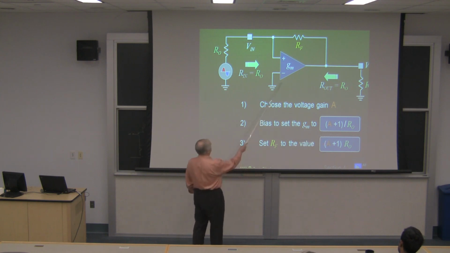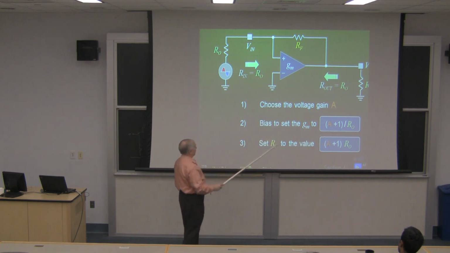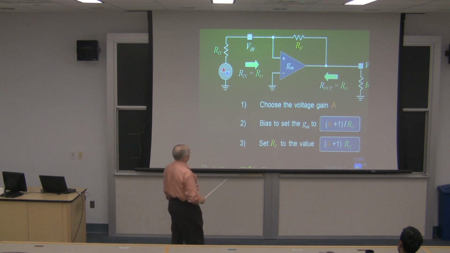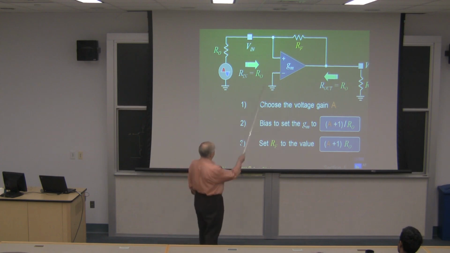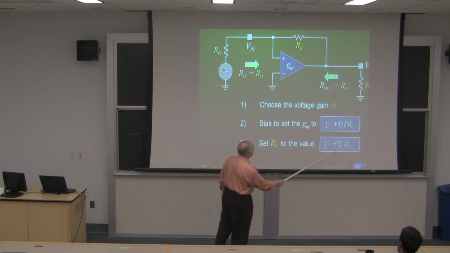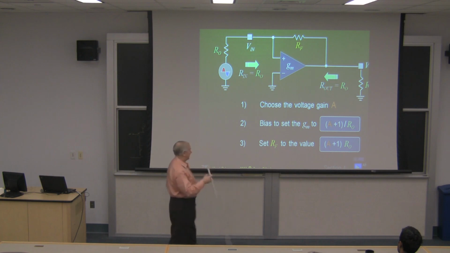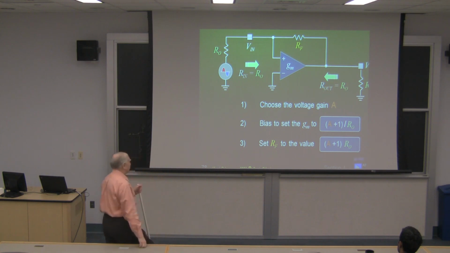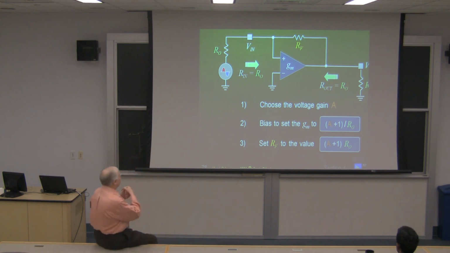So you deliberately choose a bias current here so that the GM is (A plus 1) over R naught. And then, having done that, you set the value of the feedback resistor to (A plus 1) times R naught. There's a lot of symmetry there, and that's why I like it. It's so simple, you may forget where the slash goes, but it shouldn't be too hard from a dimensional point of view.